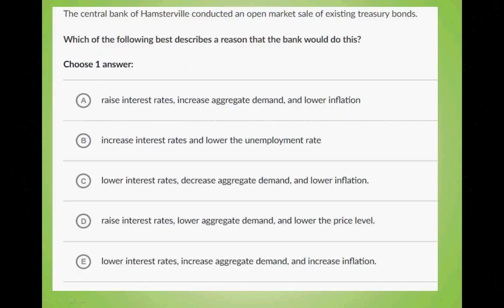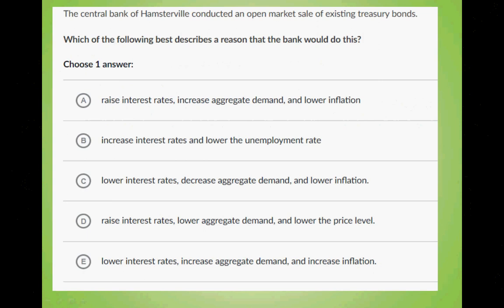The Central Bank of Hamsterville conducted an open market sale of existing treasury bonds. So the central bank is selling their bonds. They're selling their T-bills that they have, and they're putting those out in the market. All right, so which of the following best describes a reason the bank would want to do that?